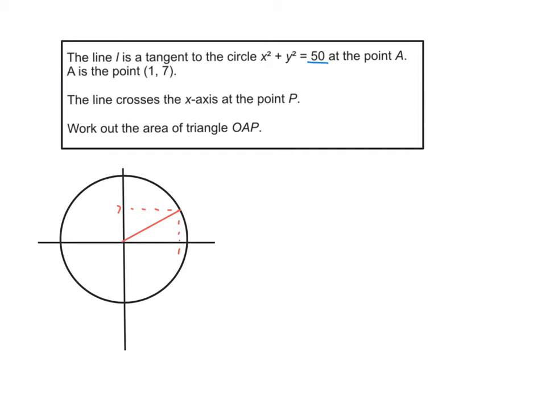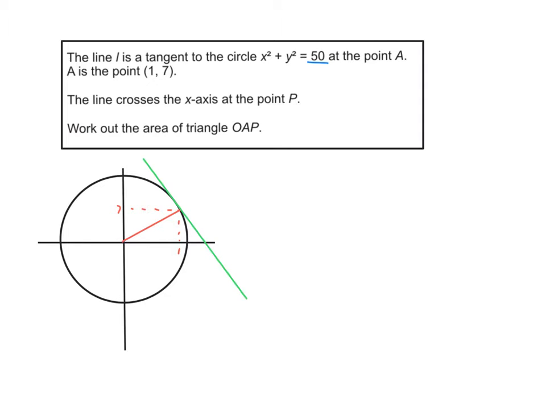The line L is a tangent to the circle x squared plus y squared is 50 at the point A. A is the point (1, 7). You can see that I've drawn this here. That's the first thing you'd do for this question, is draw a sketch. I've got my axes, I've got my circle, I've got the radius and the tangent, which is at the point A, which is this point here, (1, 7).